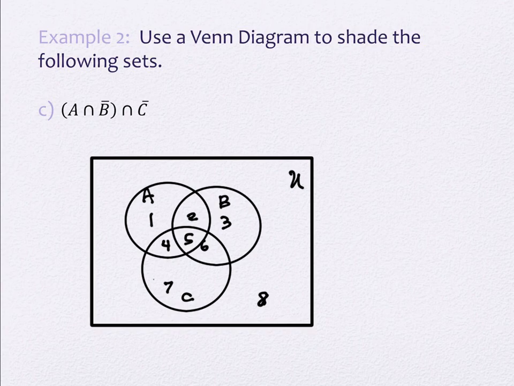Okay, so we start inside the parentheses. And inside the parentheses, there are two individual components. There's an A and a B complement. So we're going to find each of these lists of numbers. So what numbers are inside of circle A? Right, 1, 2, 4, and 5. And what numbers are in B complement, which means outside of B? 1, 4, 7, and 8. Okay, does that make sense to everyone?